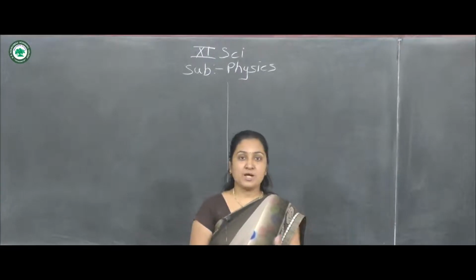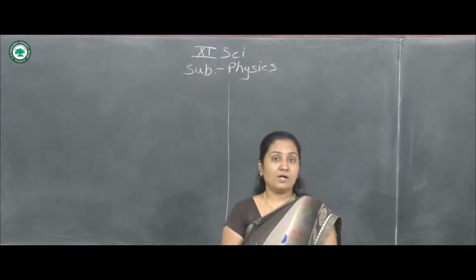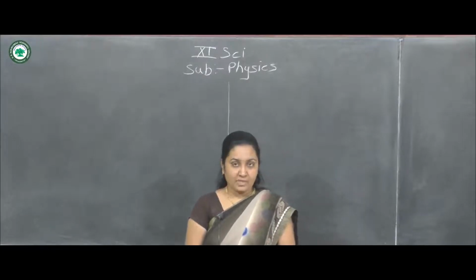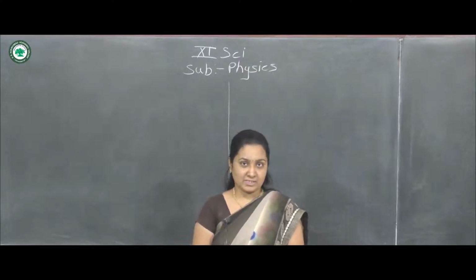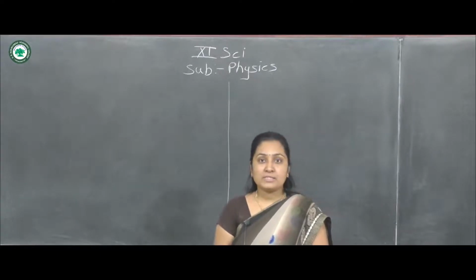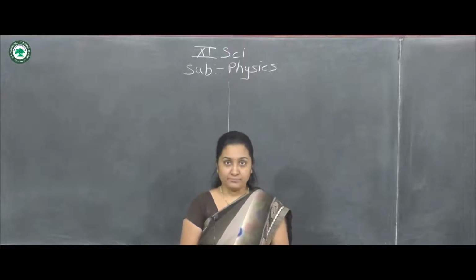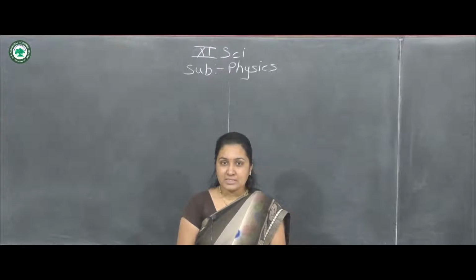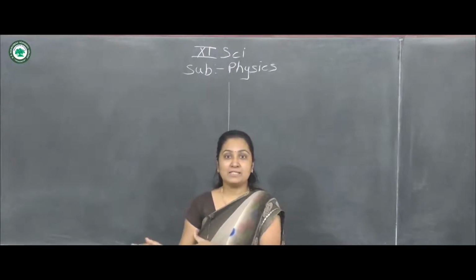Means in the first chapter, units and measurement, we have studied the different physical quantities. Now these physical quantities are differentiated into scalars and vectors. In case of scalars, all the quantities are represented by magnitude only. And in case of vectors, all the physical quantities are represented by the magnitude as well as its direction.